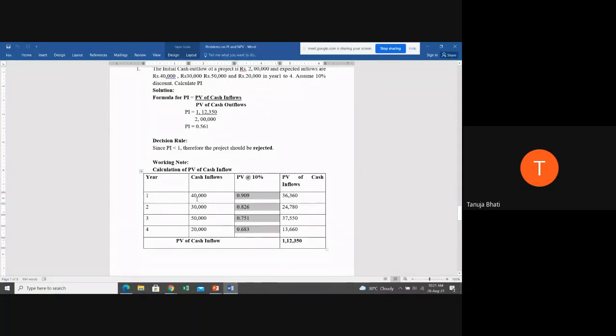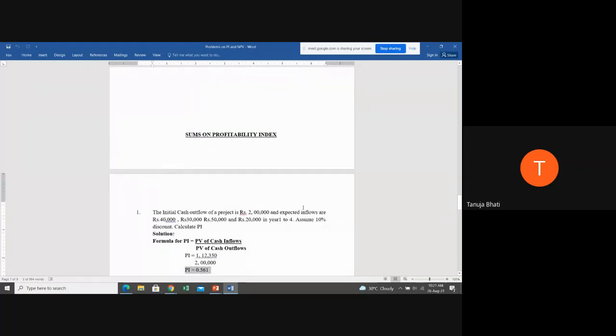Then we multiply the cash inflows with the PV at the rate of 10%. We get the PV of cash inflows. When you multiply the inflows with the PV factor, the total is 1,12,350. This you have to write in the numerator. So numerator divided by denominator, you get the PI as 0.561.